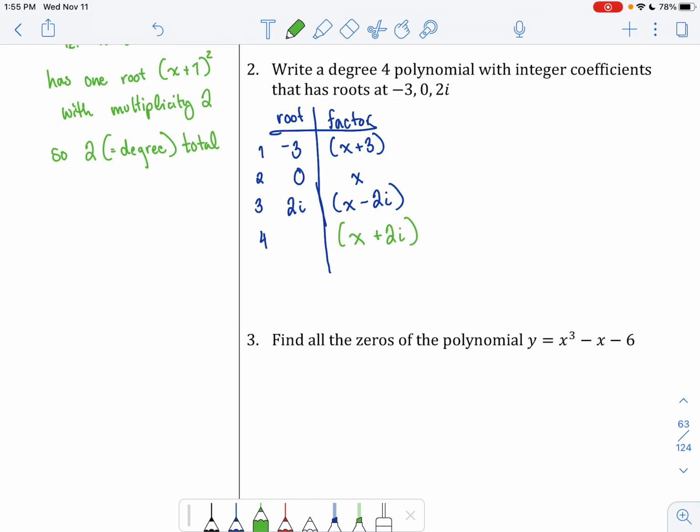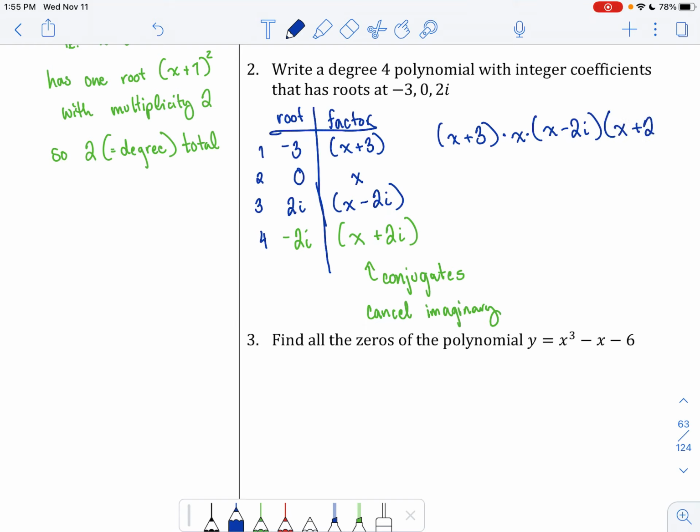So multiplying by the conjugate here will mean that we cancel out the imaginary numbers, just like we saw in our previous lessons, leaving us with our fourth root of negative 2i. So in its factored form, that would be x plus 3 for our first factor, times x minus 2i, times x plus 2i. So this is its factored form.